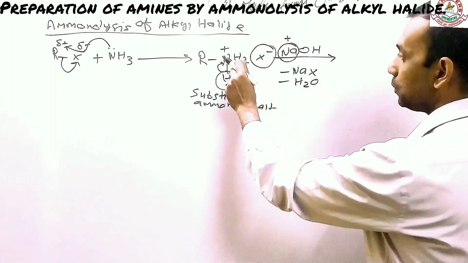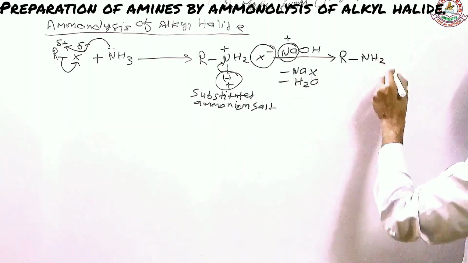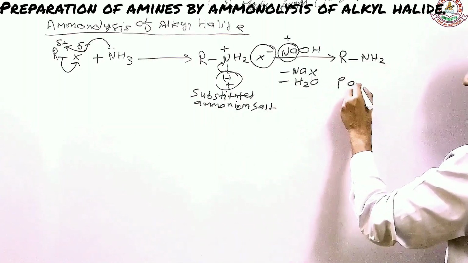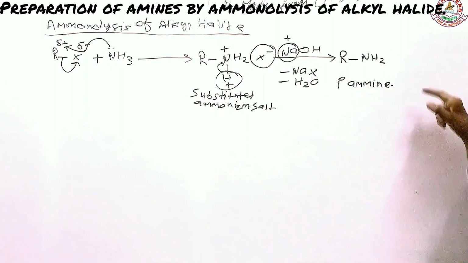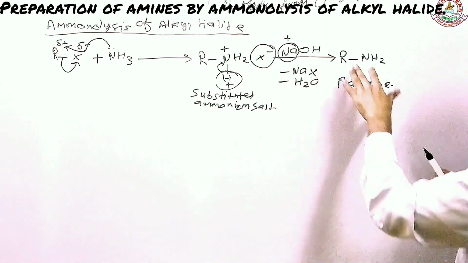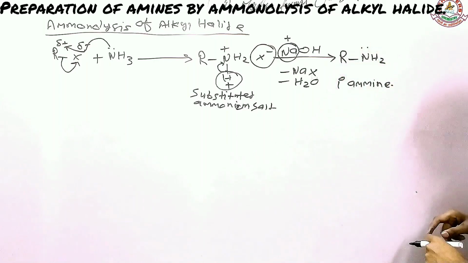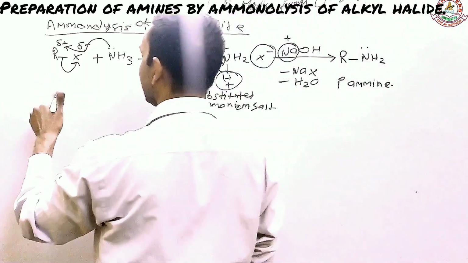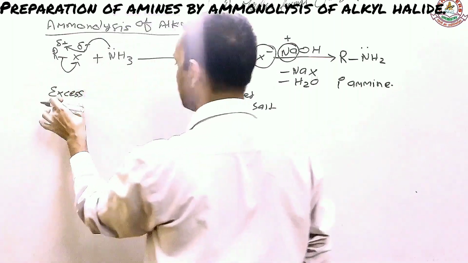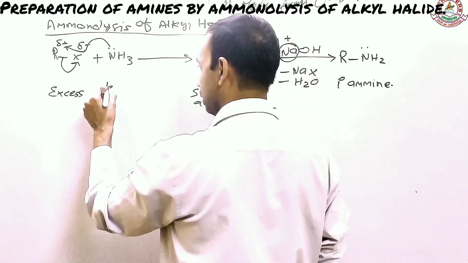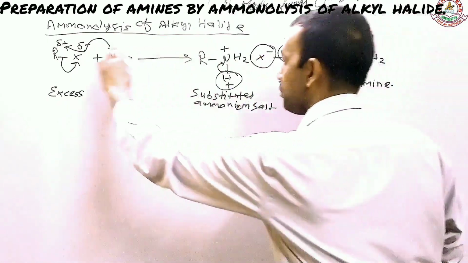Now what do you have remaining here? You have RNH2. So you form your 1 degree amine here. Now the reaction is not completed because we were to prepare amines, but there is a problem. This one still has a lone pair, and if you take the alkyl halide in excessive amount, and the ammonia in less amount, this primary amine will undergo the same reaction again.